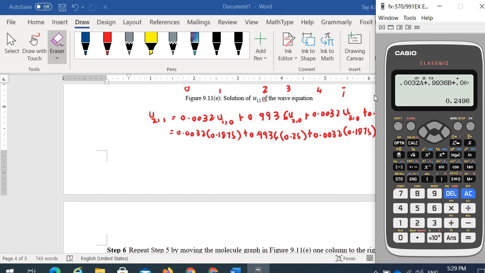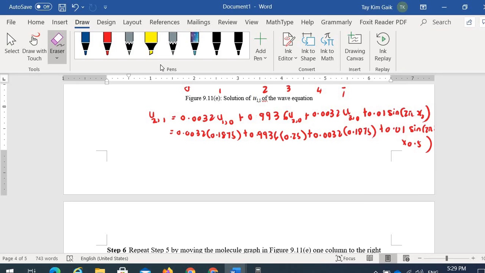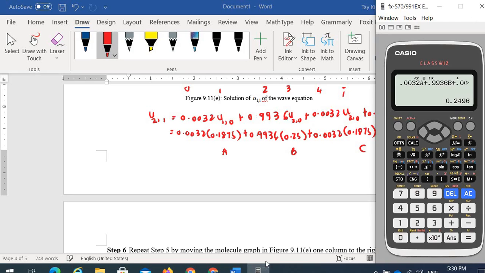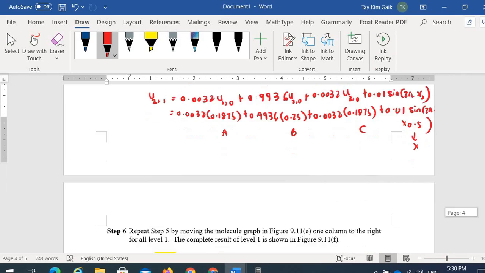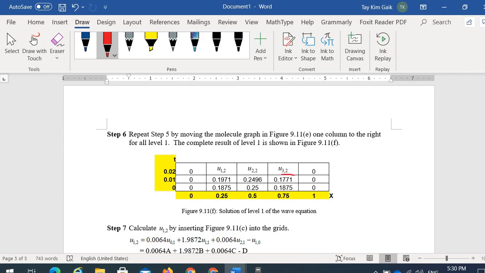Instead of keying in this formula, you key in this line, where I represent this as A, this as B, and this as C. X is of course X, so I just need to change the ABC values. See, this value is A, this value is B, this value is C. My X is 0.5, so now I get this value. A is the left bottom, B is the center bottom, and C is the right bottom.